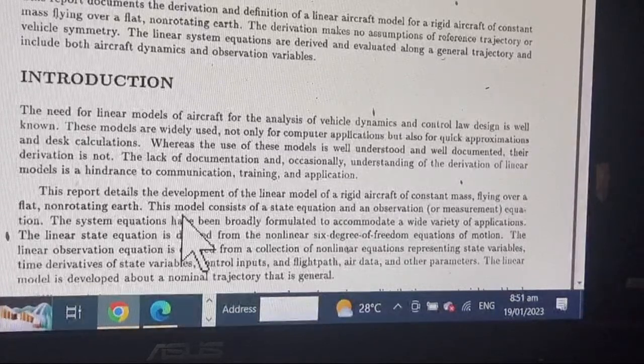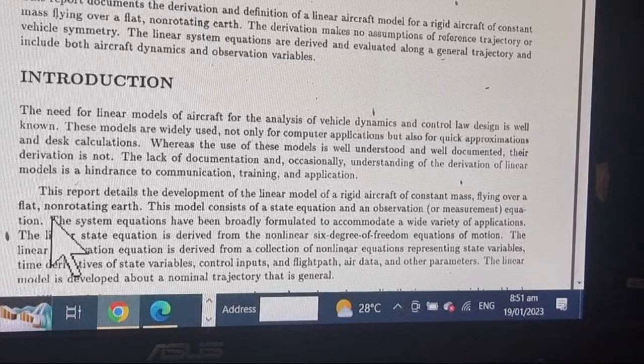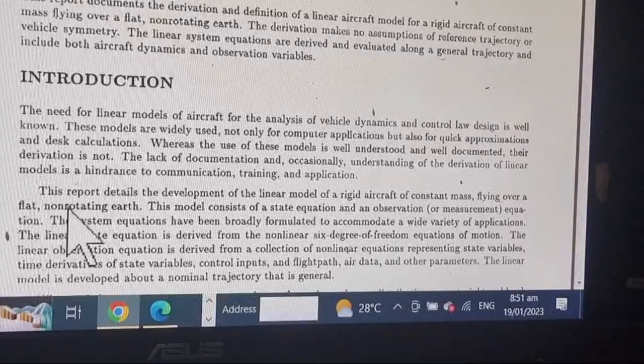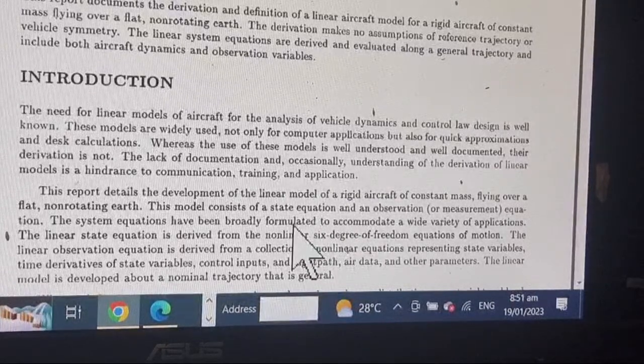This report details the development of the linear model of rigid aircraft of constant mass, flying over a flat, non-rotating Earth. This model consists of a state equation and an observation or measurement equation.